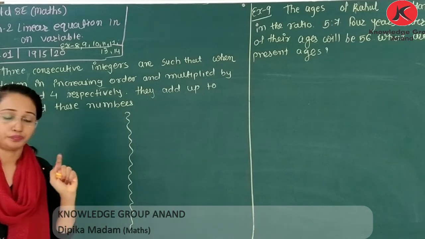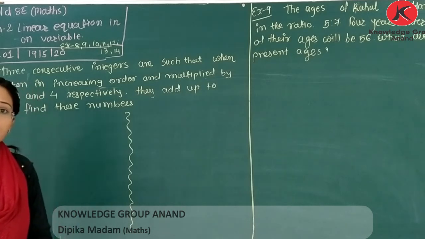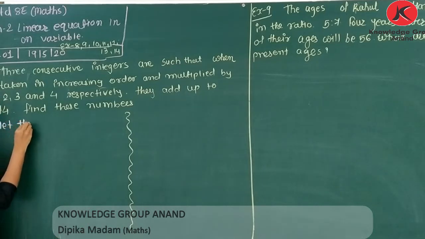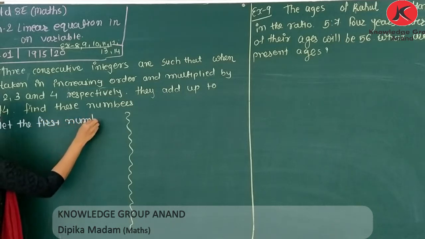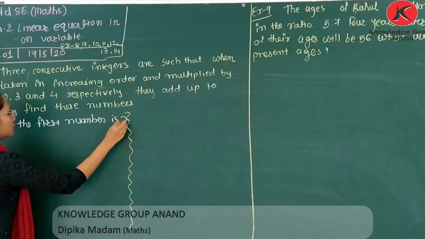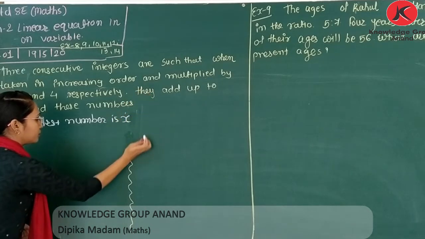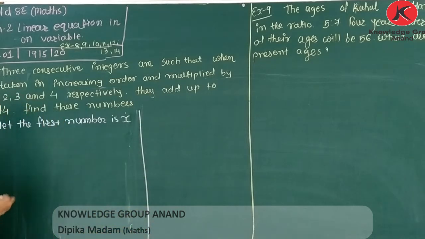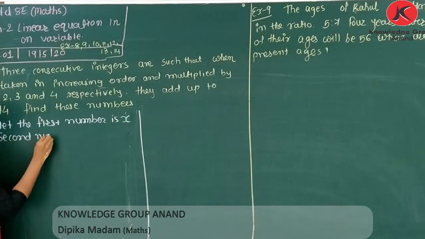Find this number. So first of all, we don't know what the first consecutive number is. So let the first consecutive number be x. If the first number is x, then what will be the second number?